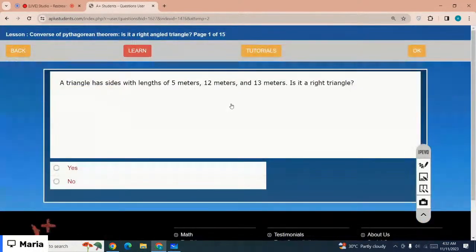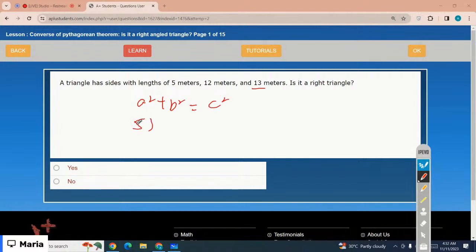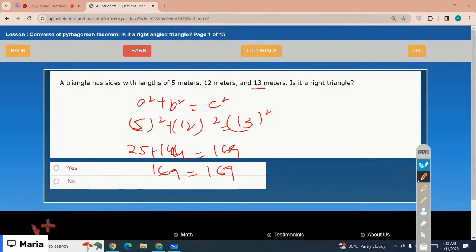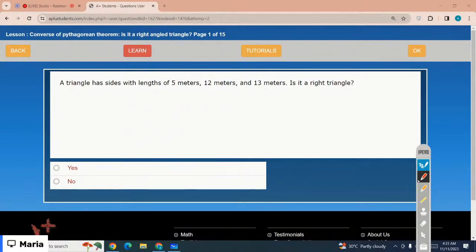Okay, a triangle has the side lengths of 5 meter, 12 meter, and 13 meter. Is it a right angle triangle? So you are given the side lengths, right? The greatest side length is the hypotenuse. So 13 is the hypotenuse. So you have a square plus b square equals c square. So you have 5 square plus 12 square equals 13 square, right? So that would be 25 plus 144 equals 169. So when you add them, it is 169 and 169. See, both sides are exactly equal. That means yes, these are the measurements of a right angle triangle. Got it? The correct option is yes, it is a right angle triangle.